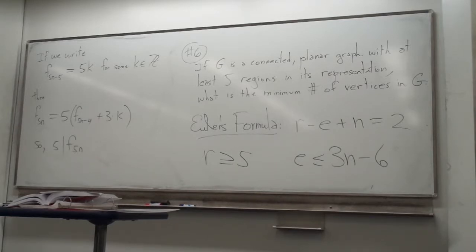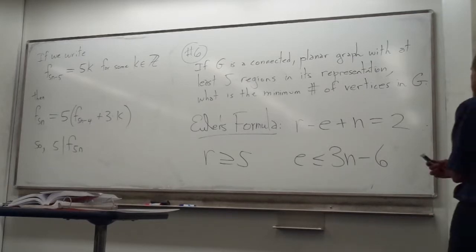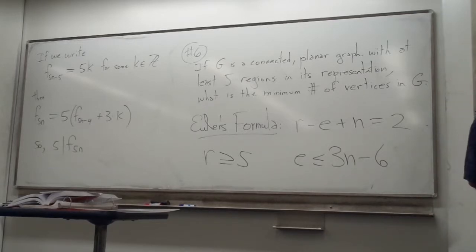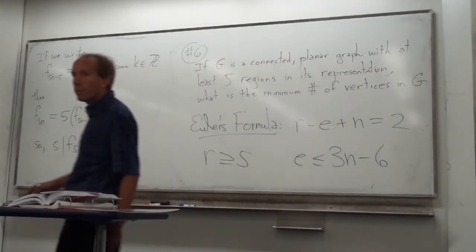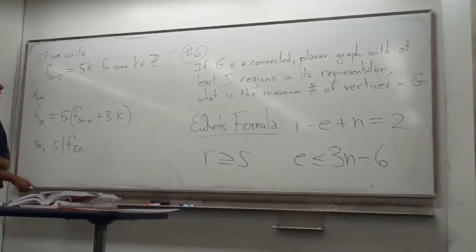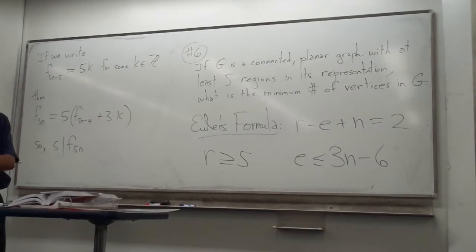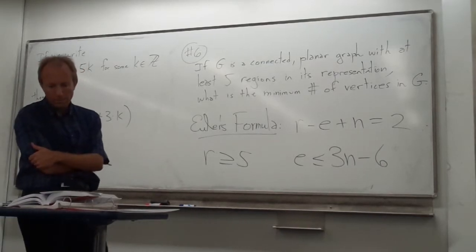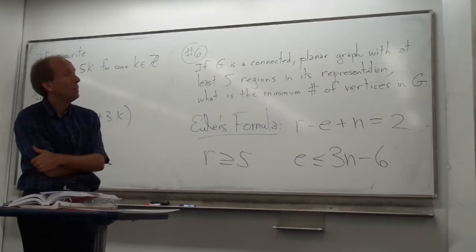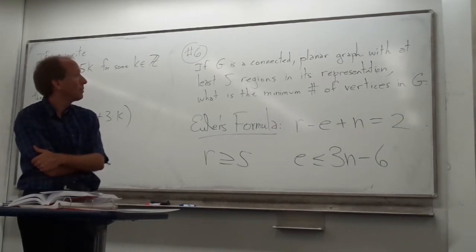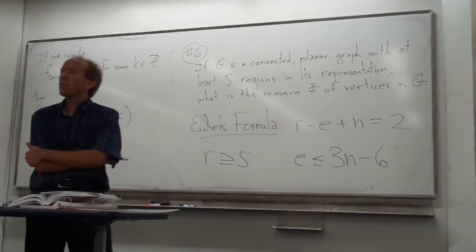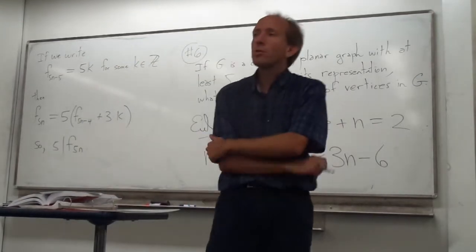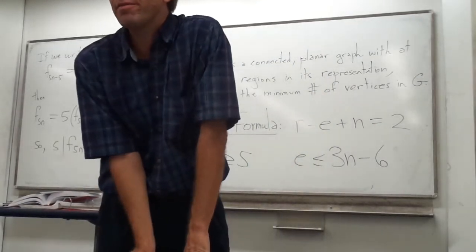So what could we maybe do? So we know that 2 is equal to r minus e plus n. So we're going to get that 2 right there at the start. So I want to know where I'm starting from. Would it suffice to show... Not necessarily. I don't necessarily know that the minimum number of regions correlates with the minimum number of vertices. That would have to be explained a little bit.